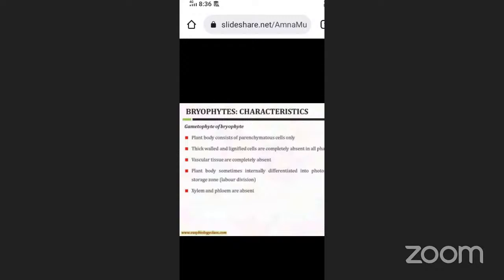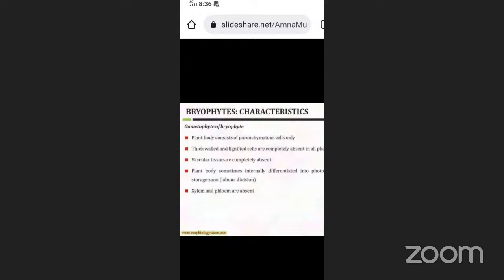The capsule is enclosed in a sterile jacket, and inside it the sporocytes, or spore mother cells, are present. Each spore mother cell divides meiotically to form four haploid spores. All these spores are produced in the capsule only.